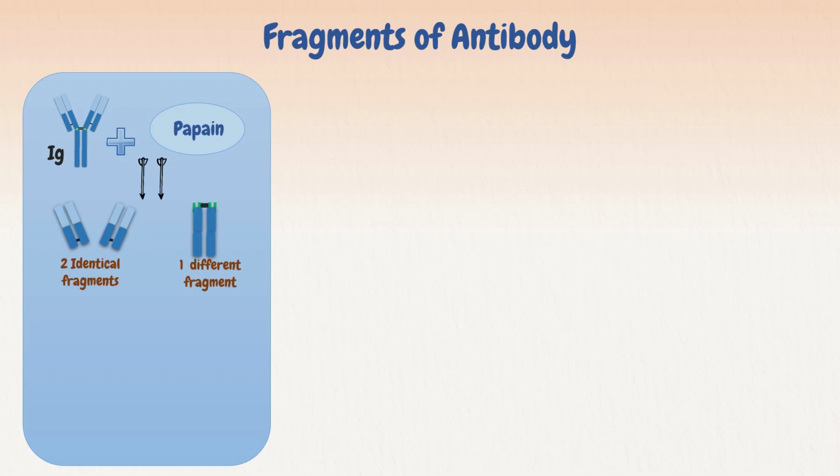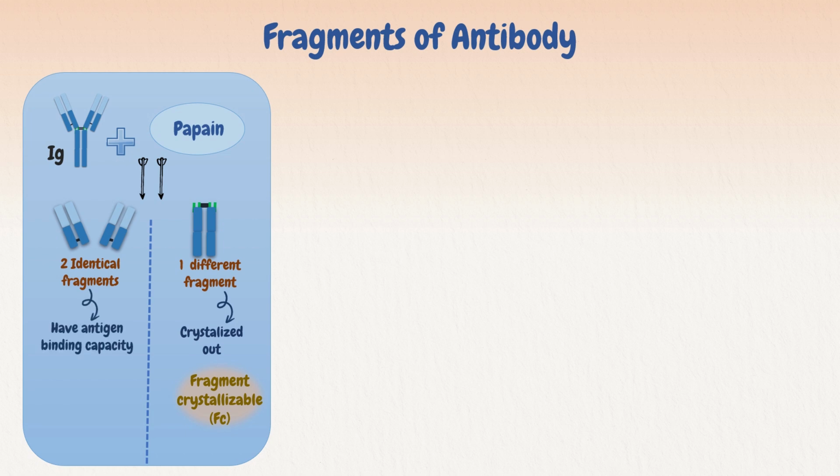This third fragment that was different from the other 2 spontaneously crystallized out and was therefore named fragment crystallizable, or Fc. This fragment had no antigen binding capacity, while the other 2 fragments were shown to retain the antigen binding capacity of the original antibody. These fragments were therefore named Fab, or fragment antigen binding.